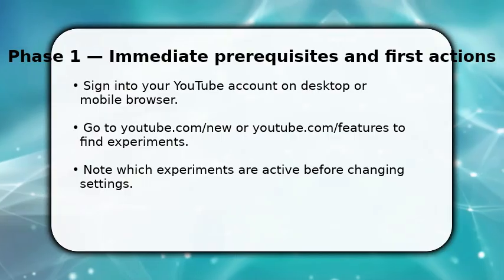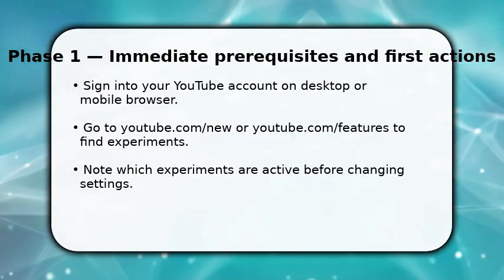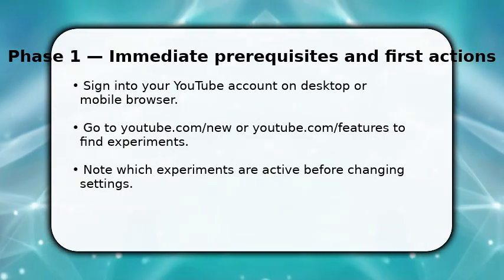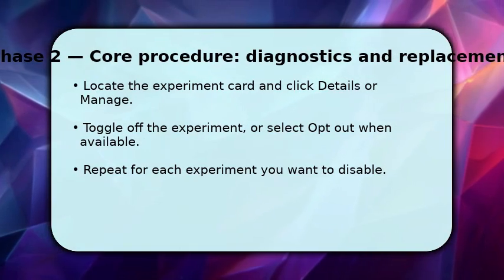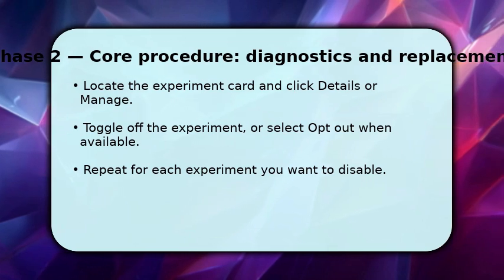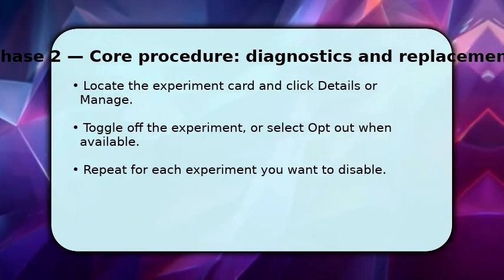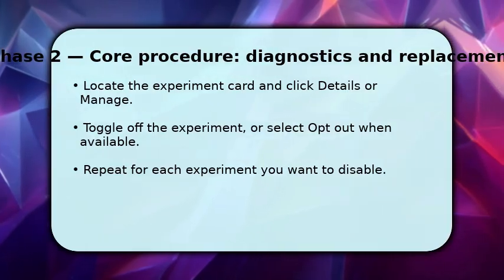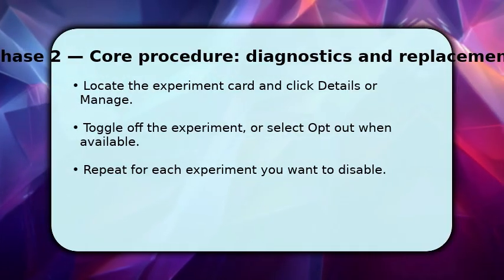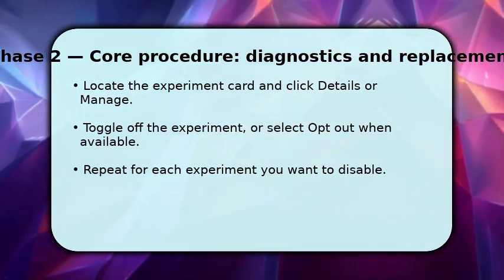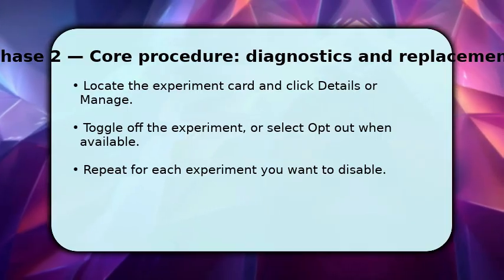You'll need to check whether sign-in is tied to a Google account profile, so confirm that you're in the intended account before toggling anything. Now you'll remove experiments one by one. Click the experiment card and choose Manage or Details. You should see a toggle or an opt-out button. Turn it off or opt out, and wait for the page to confirm the change. Make sure to repeat this for every experiment you want disabled, because some tests are grouped and require separate toggles.